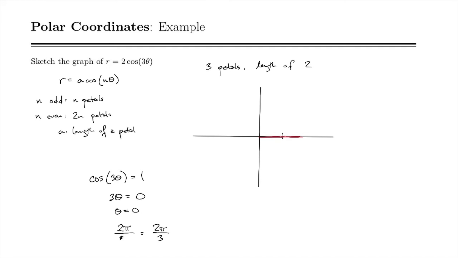And so from 0 to 2 pi over 3, that's right there. And then we move another 2 pi over 3. Another 2 pi over 3 would put us at 4 pi over 3. That's down here. So these are the locations of the petals.